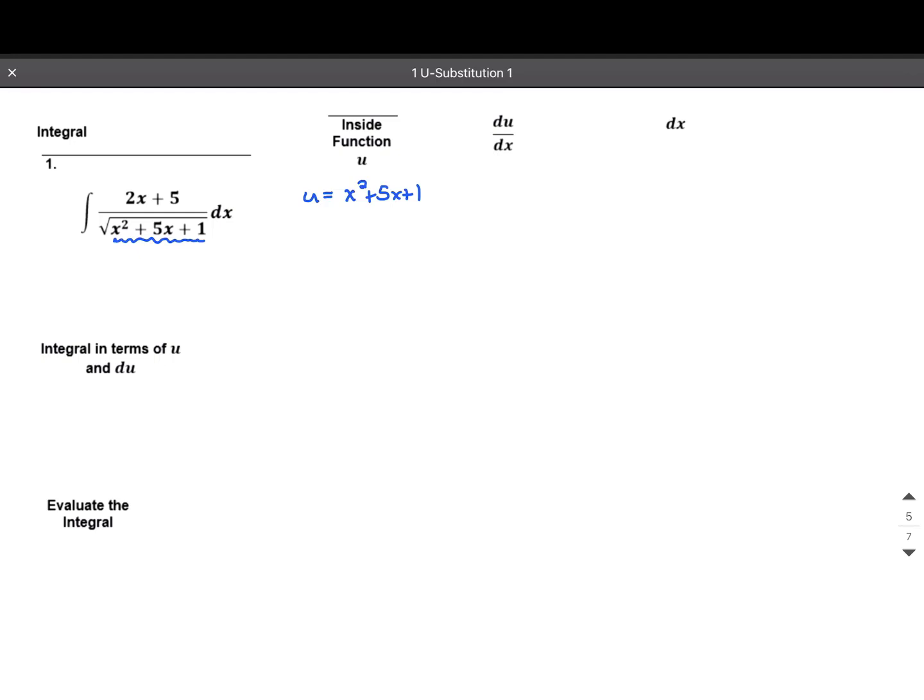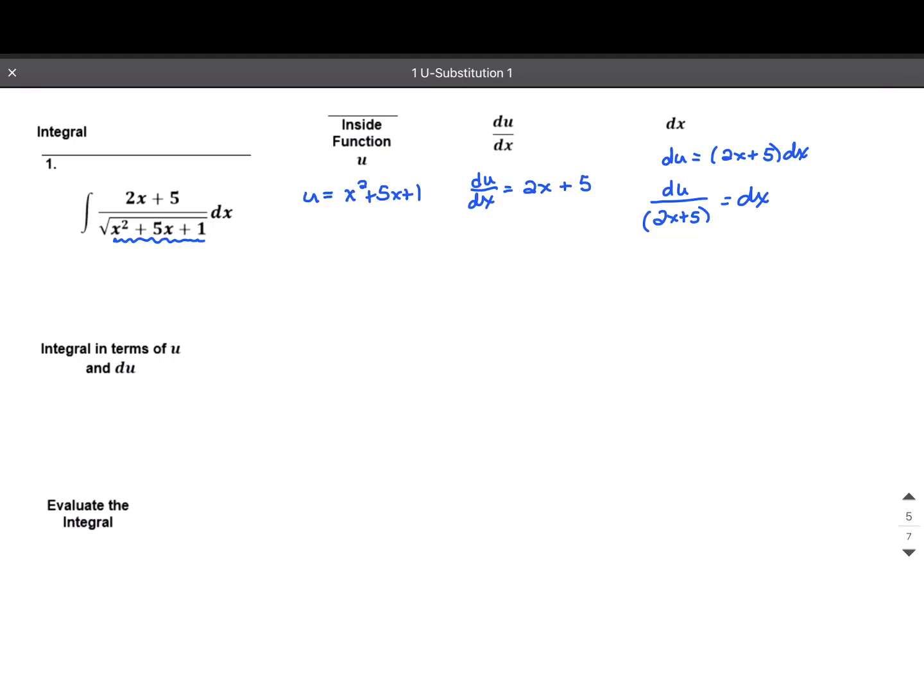Now we're going to take the derivative of that. The derivative of u is du dx equals the derivative of x squared, which is 2x, plus the derivative of 5x, which is 5, and the derivative of 1 is 0, so we don't need that. Now we're going to solve for dx. So we have du equals 2x plus 5 times dx, and if I divide by the 2x plus 5, that's my dx. Now I'm ready to make the substitutions.